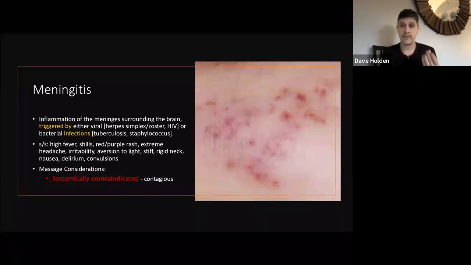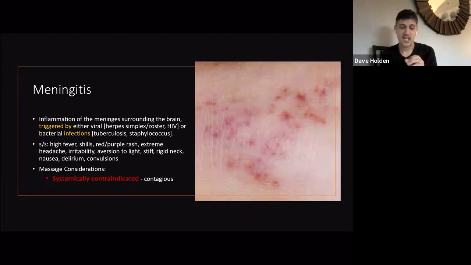The infection triggers inflammation of the meninges, usually the pia mater and the arachnoid mater, which are the more delicate, deeper layers beneath the dura mater, the really protective one. If it's a viral infection, your more common suspects are herpes simplex or herpes zoster, which is shingles, or HIV. If it is a bacterial infection, your most common culprits are going to be tuberculosis, or TB, or the consumption, or staphylococcus. You got staph in your head.